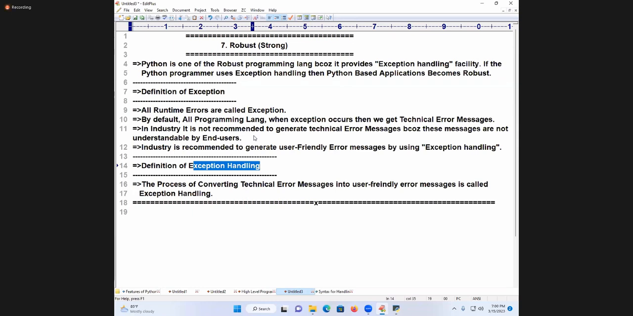If you don't use exception handling, even in Python, which messages will come by default? That is weak or strong. So ultimately, strong or weak is decided based on how user-friendly your application is when interacting with the end user. Understand my point? Well, now this is called robust.